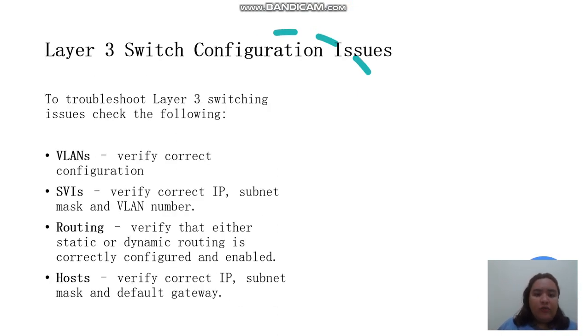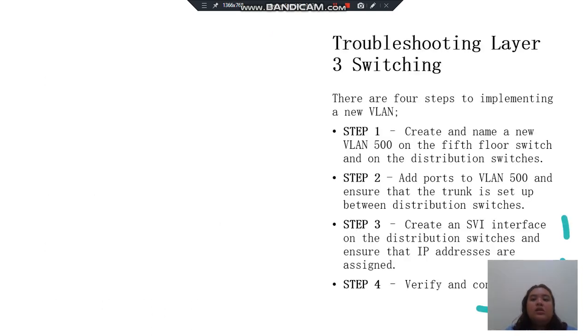Layer 3 switch configuration issues. To troubleshoot layer 3 switching issues, check the following: VLANs, SVIs, routing, and hosts. For VLANs, verify correct configuration. For SVIs, verify correct IP address, subnet mask, and VLAN number. For routing, verify that either static or dynamic routing is correctly configured and enabled. And for the host, verify correct IP address, subnet mask, and default gateway. So in troubleshooting layer 3 switching, we have 4 steps.